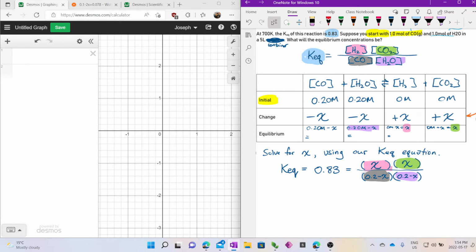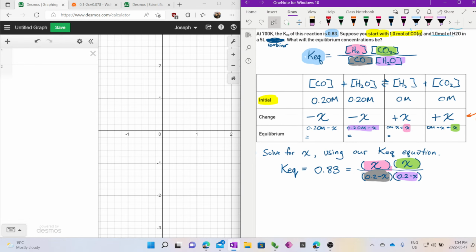We're saying we don't know what x is, but we know that at equilibrium, this value is going to be x, that value is going to be x. This value is going to be 0.2 minus however much it's lost. This value is going to be 0.2 minus however much it's lost. And at equilibrium, all of these have to multiply together to give us our Keq. And we looked up our Keq in a book. And when we looked our Keq up in a book, what did we get? 0.83. So all this has to equal that.